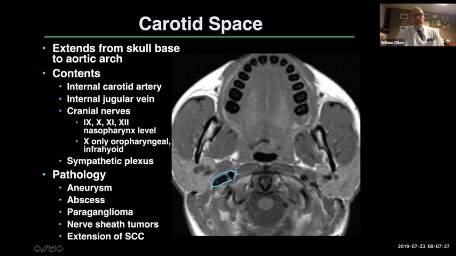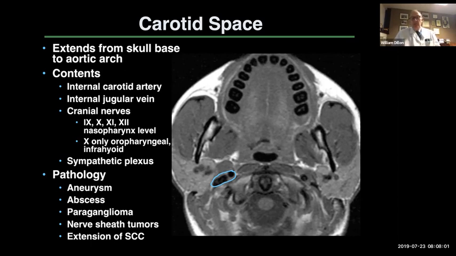So what can we see here? Well, of course, vascular lesions such as aneurysms. We can see lymph node abscesses. Most importantly, paraganglioma and nerve sheath tumors. This is the main differential of a mass in this location, paraganglioma and nerve sheath tumor. And then, of course, extension of squamous carcinoma can occur here as well.